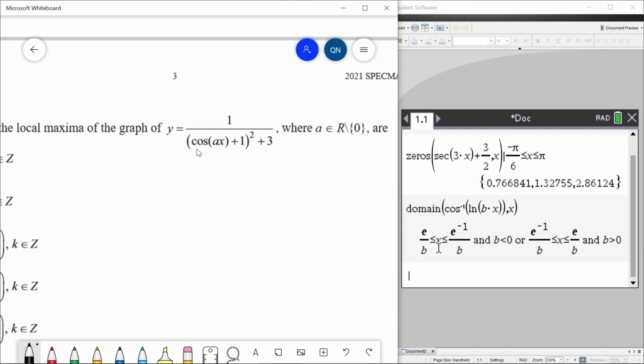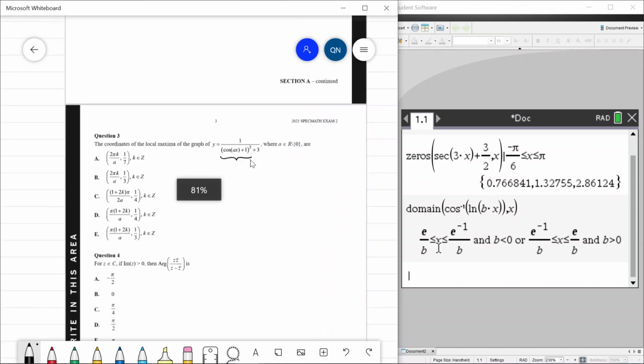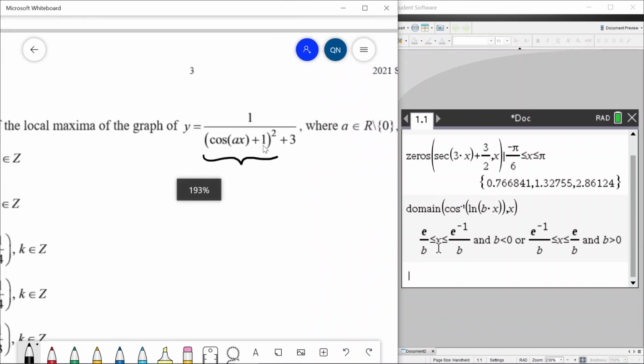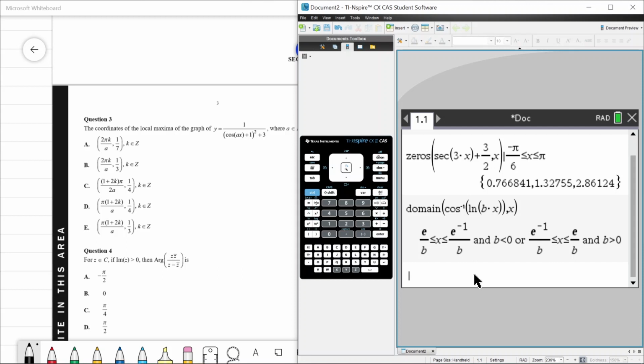This 3 is constant, so we want to minimize this squared part. What's the smallest a squared term can be? It's going to be equal to 0. For example, cosine of a times x could be equal to minus 1, and minus 1 plus 1 is 0. You can't have this whole squared part be negative because the quadratic is always positive. So what we really want to do is find where cosine of a times x is equal to minus 1.